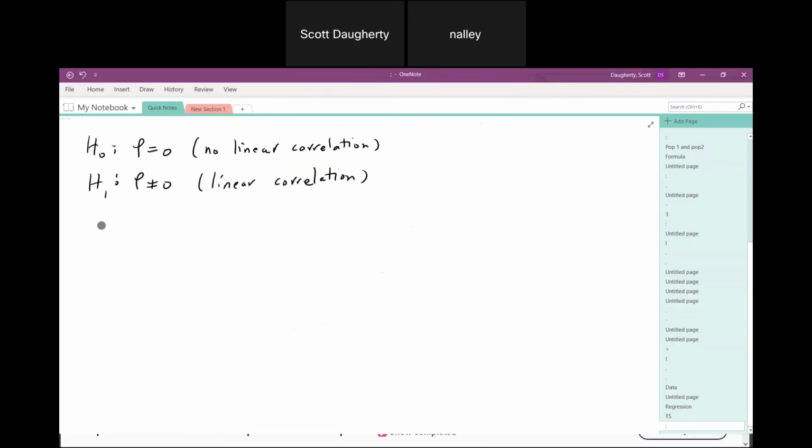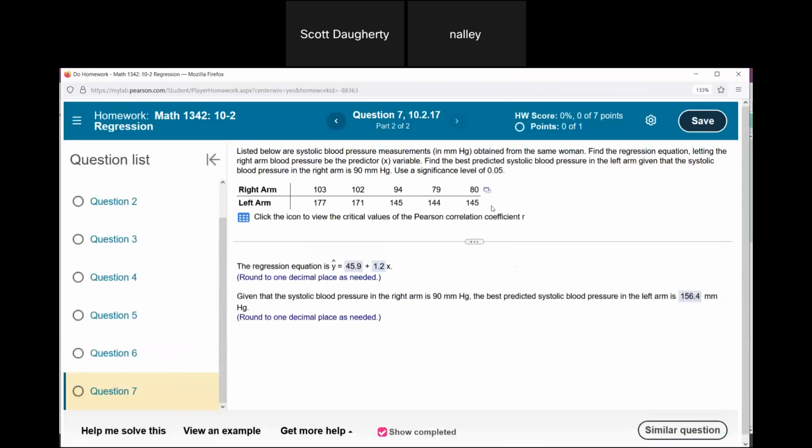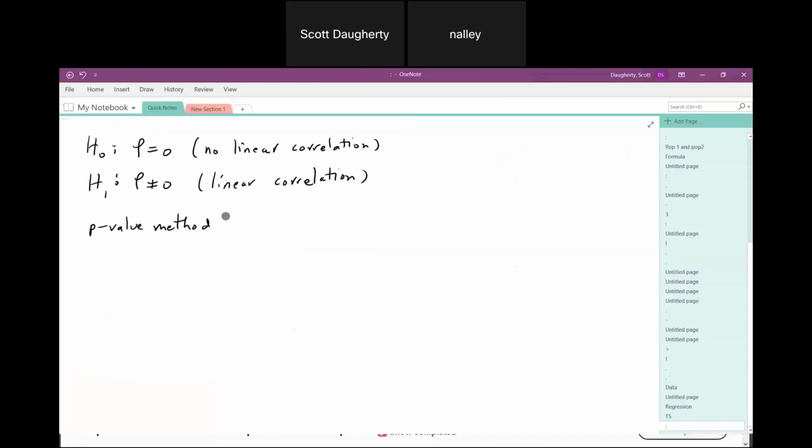Okay, and you could do the traditional method or the p-value method. Let's just do the p-value method this time. And I don't know if they gave us a level of significance to test that or not. Yes, so they say use a 0.05 significance level. So I'm going to test at 0.05.